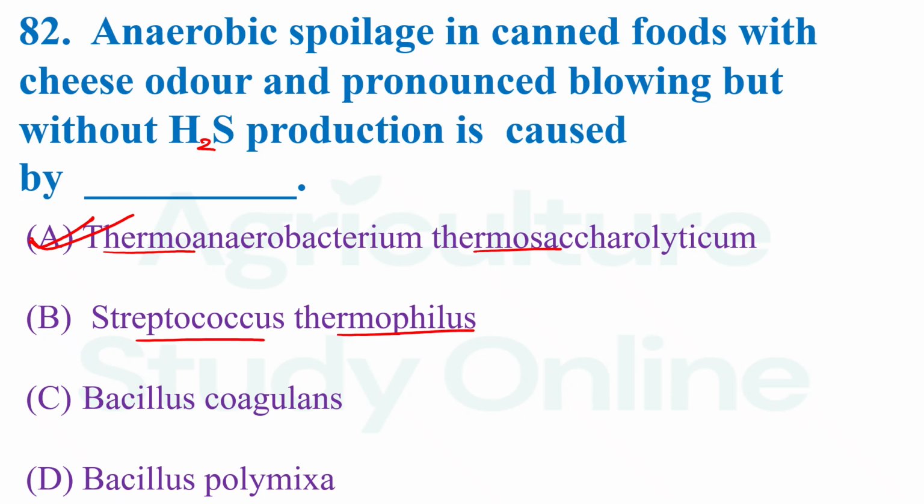Streptococcus thermophilus, so it is used in yogurt fermentation. Bacillus coagulans, it causes flat sour spoilage. And last one, that is Bacillus polymyxa. So it is associated with putrefactive spoilages. So over here, our correct option will be option number A.